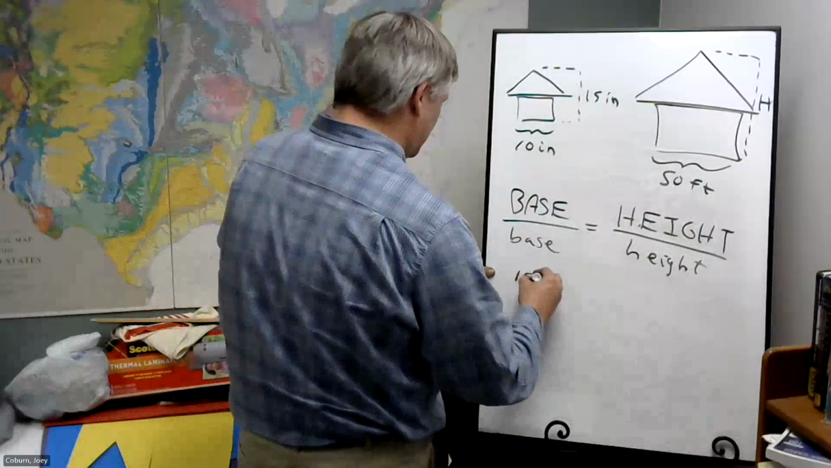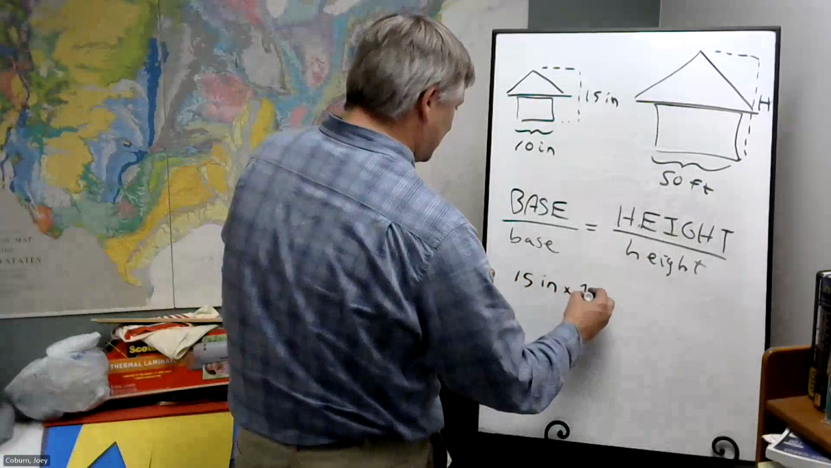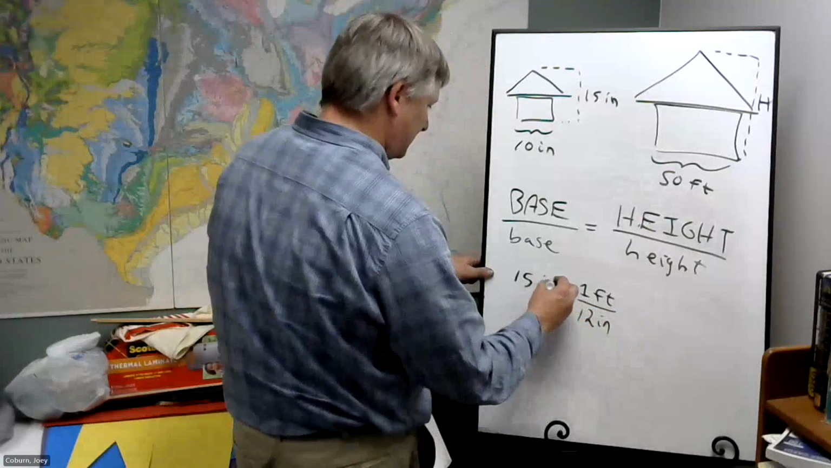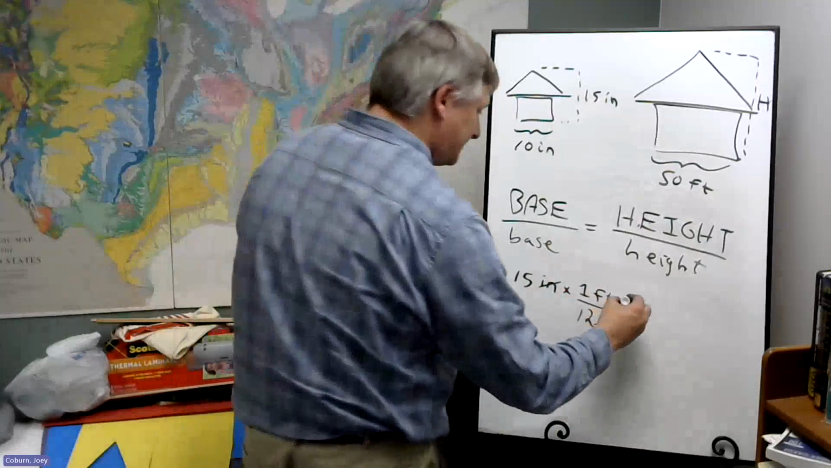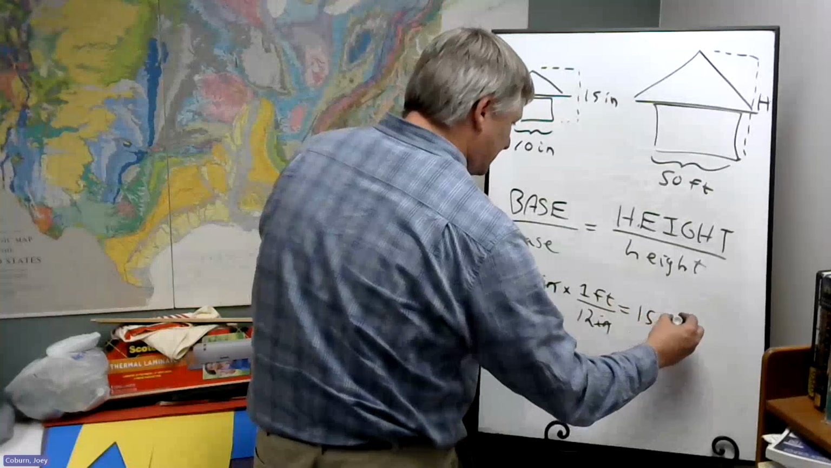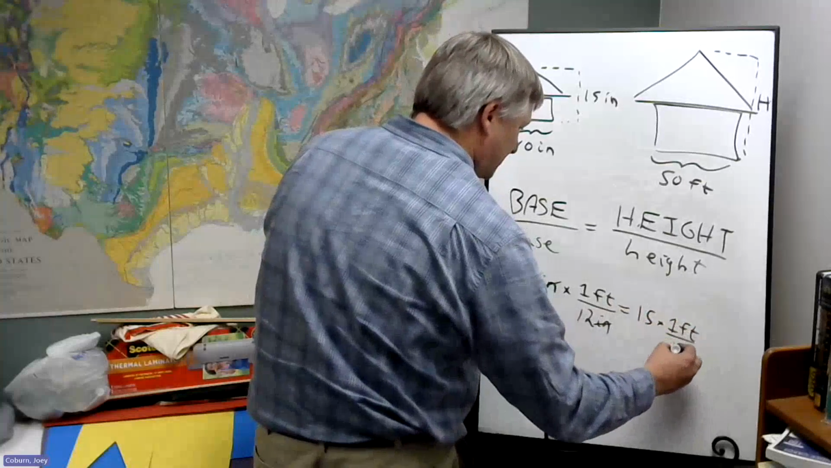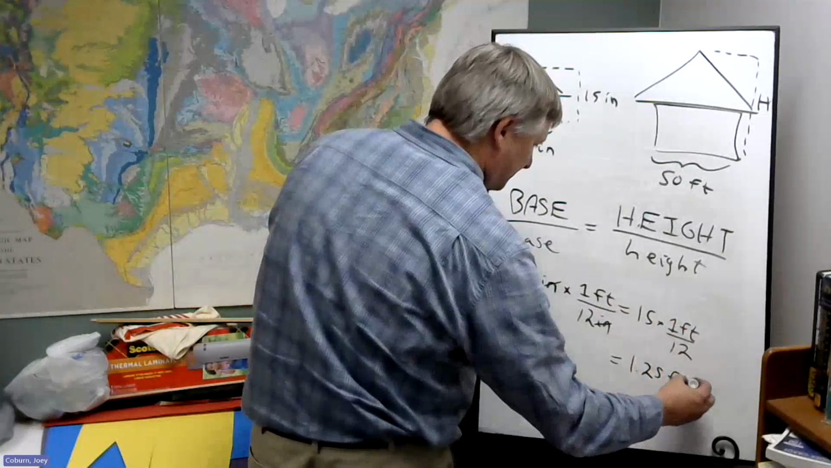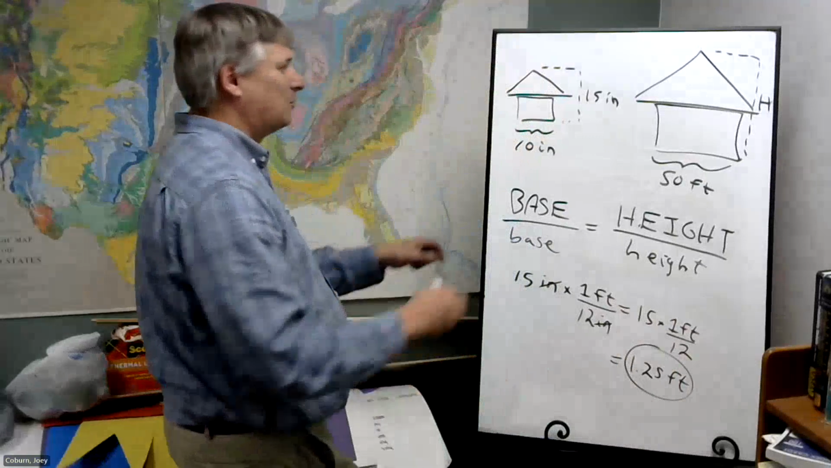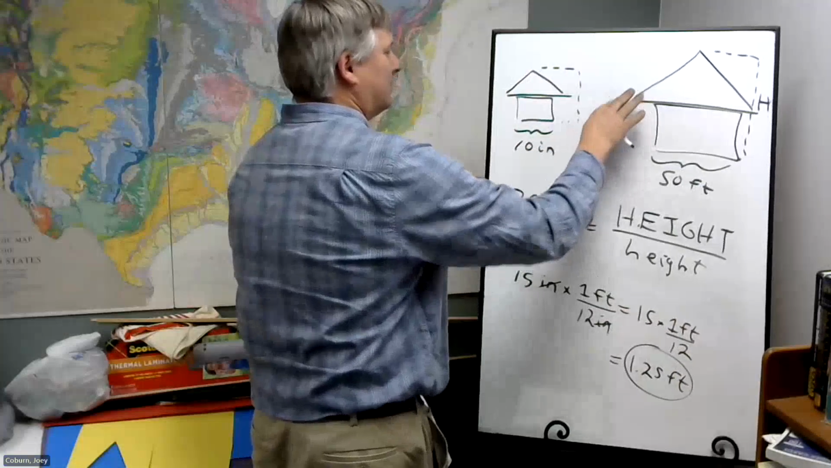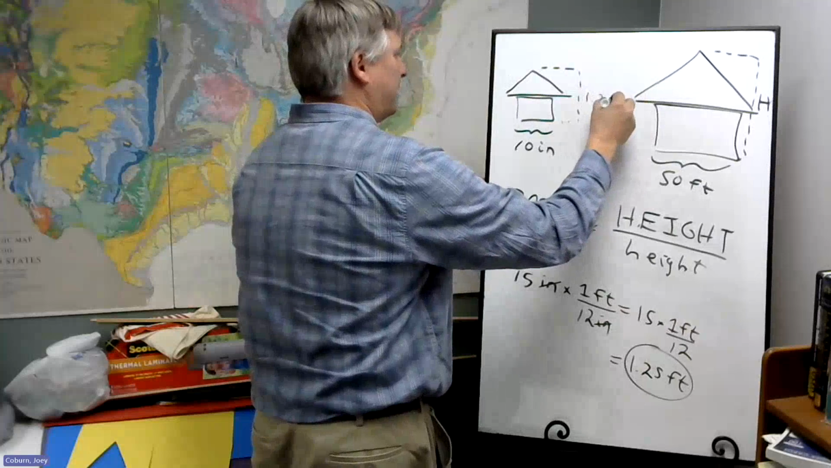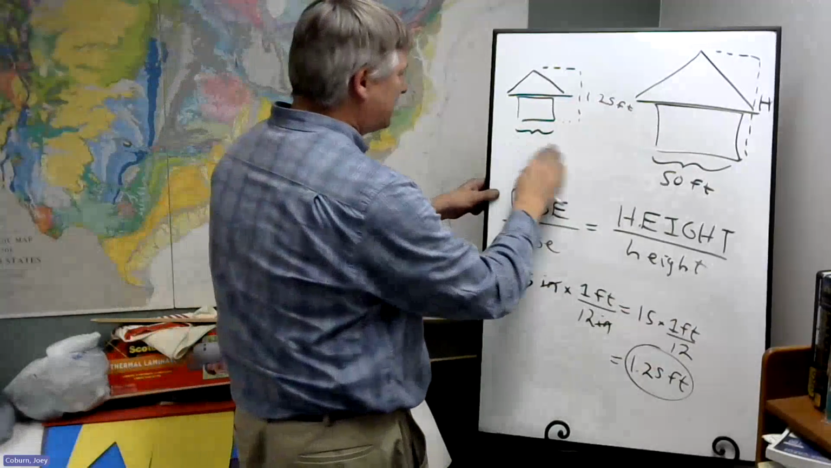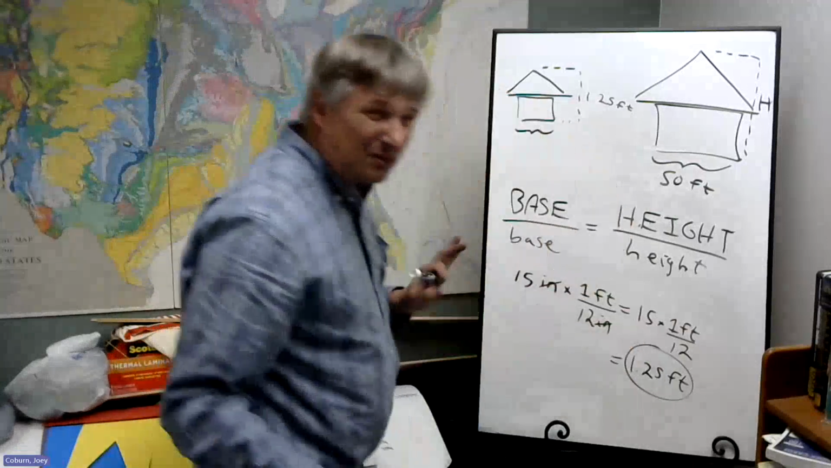Well, 15 inches times 1 foot for 12 inches. Those cancel, we leave feet behind. So 15 times 1 foot over 12, and this is 1.25 feet. So we'll convert this to 1.25 feet. All right. Now we convert the 10 inches, and this is going to be a little problematic.